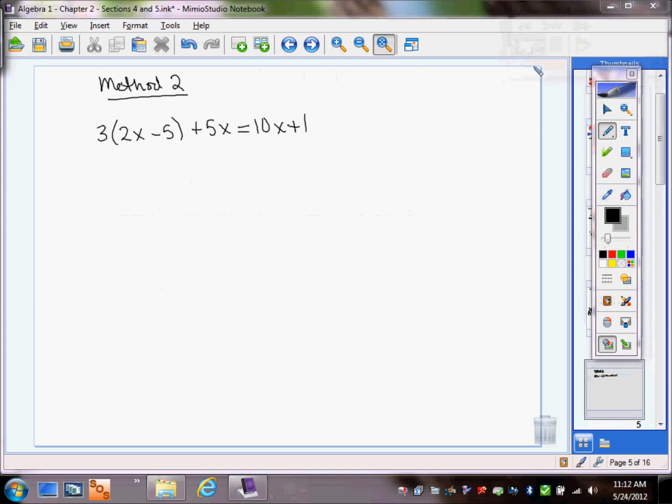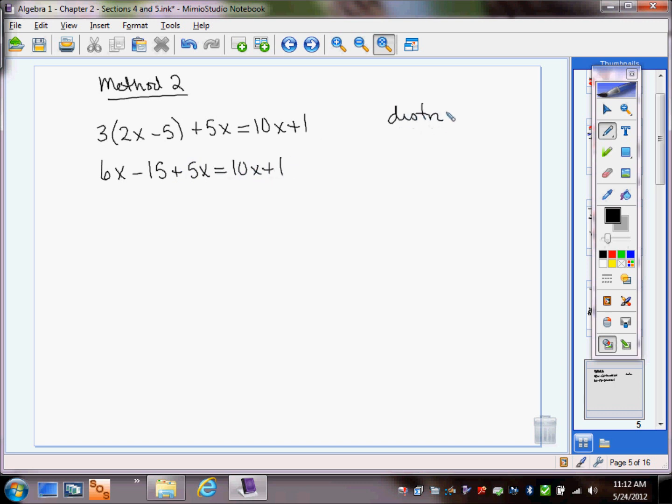X's from both sides gets confusing. So I have another method. So you do the initial distribution the same. Okay, so we distribute. Okay, and then we collect like terms. So I get 11x minus 15 is equal to 10x plus 1.